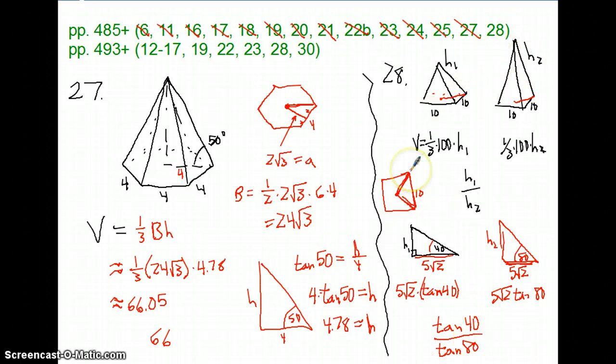If I cared about the volume, I could actually find it, because I can get a number for this, and I can get a number for that, and I know the area of the base already. Really, this is H1, this is H2. I could just find those if I had to.